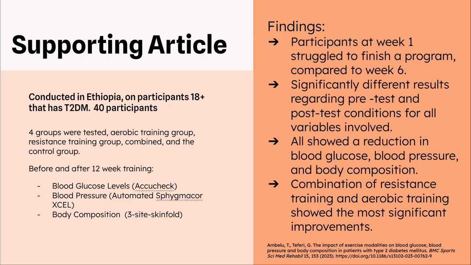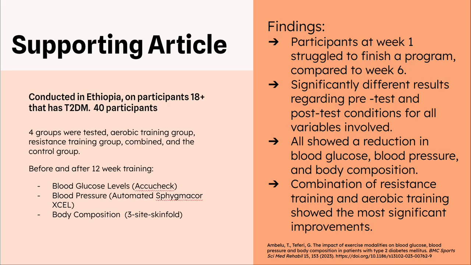Here's my supporting article that shows how exercise is beneficial for people with diabetes. It was conducted in Ethiopia on participants above the age of 18, and they had to have type 2 diabetes. And there were 40 participants in this survey. There were 4 different groups tested: an aerobic training group, a resistance training group, a combined aerobic and resistance training group, and then a control group. Before and after the 12 weeks of training, they tested blood glucose levels, blood pressure, and body composition.